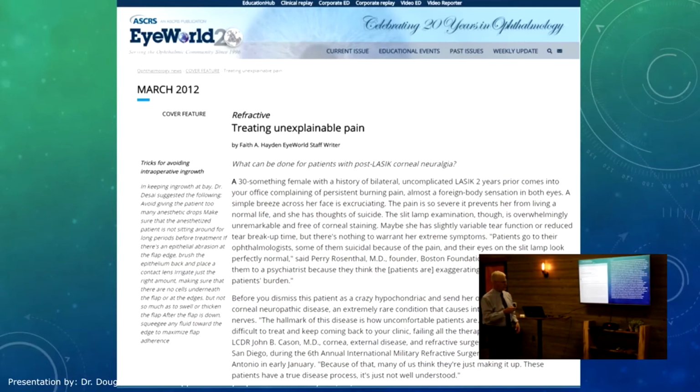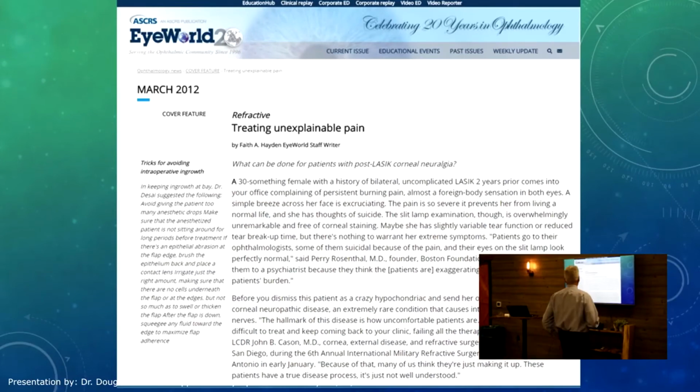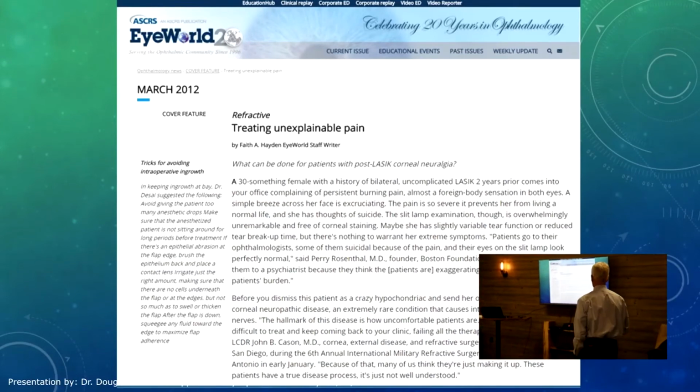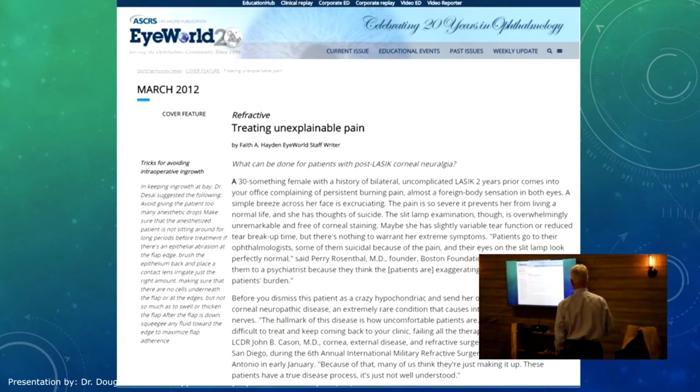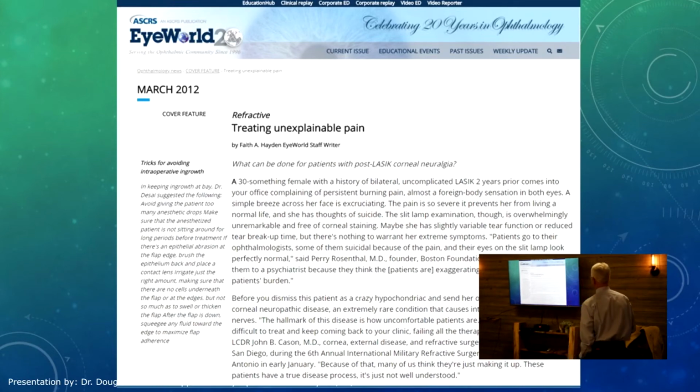A 30-something-year-old female with a history of bilateral uncomplicated LASIK 2 years prior comes into your office complaining of persistent burning pain, almost a foreign body sensation in both eyes. A simple breeze across her face is excruciating. The pain is so severe it prevents her from living a normal life and she has thoughts of suicide. The slit lamp, though, is overwhelmingly unremarkable and free of corneal staining. Maybe she has a slightly variable tear function or reduced tear breakup time, but there's nothing to warrant her extreme symptoms.